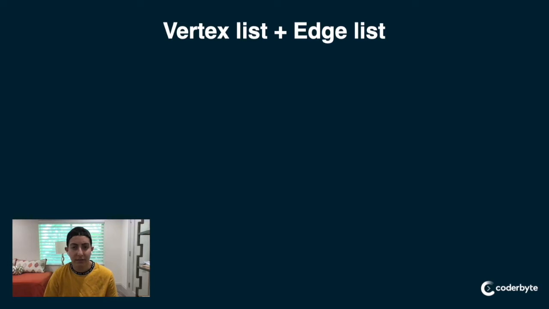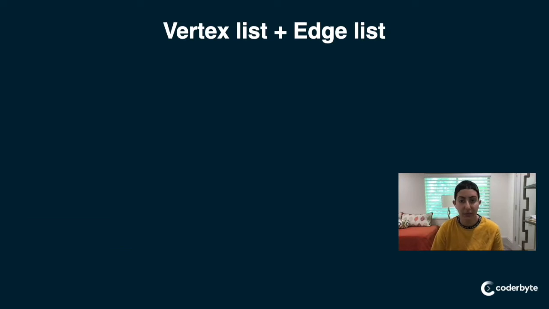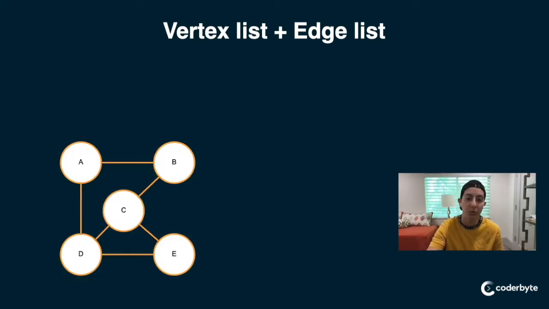The first kind of representation that we're going to talk about is two different lists. It's a list of the vertices. Remember, vertex is just a fancy word for node, and a list of the edges, or the connections between the nodes. So let's take a look at what that will look like.